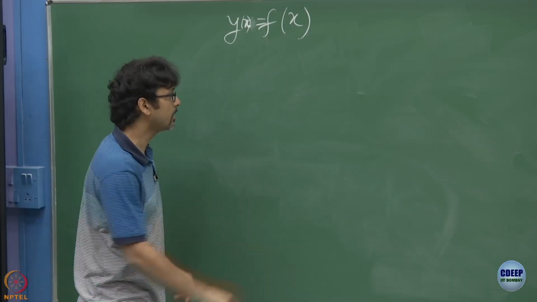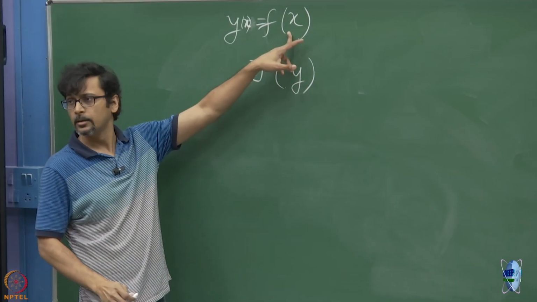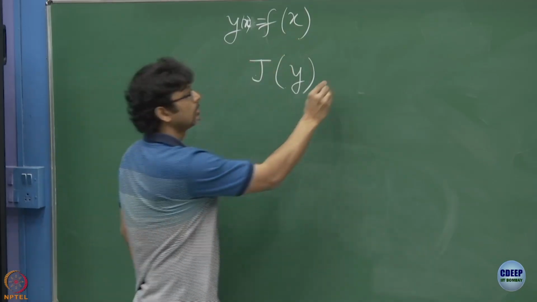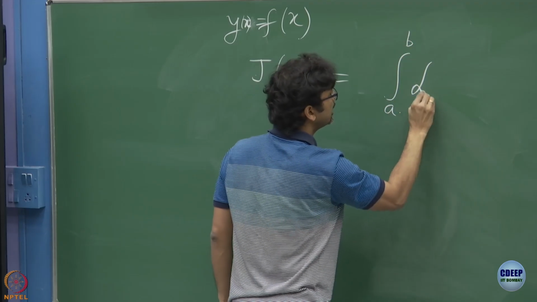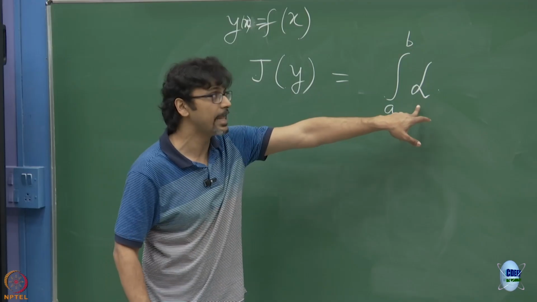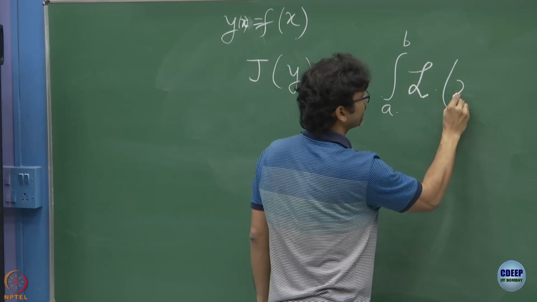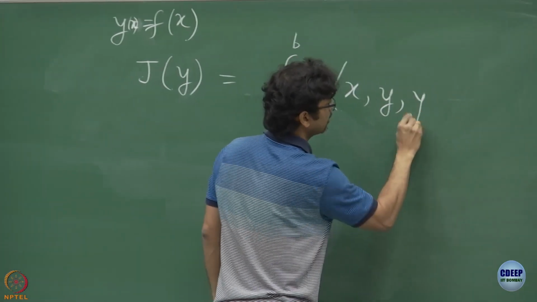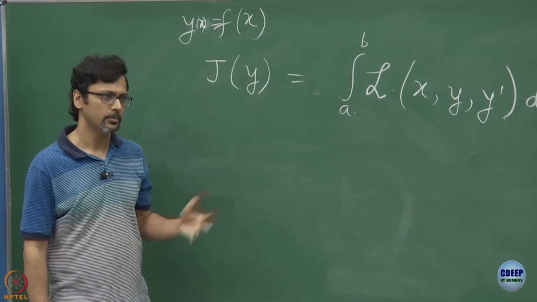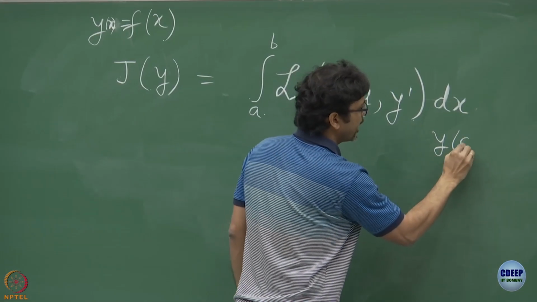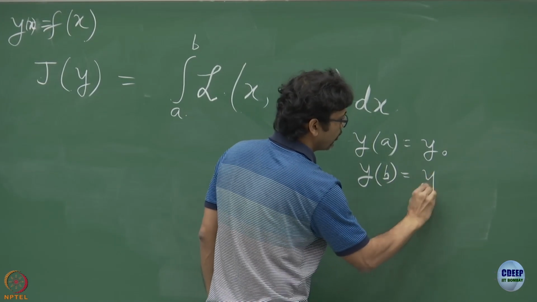We will make this transition in our minds and we shall consider the j now as a function of y, because y replaces f hereafter, and it is given like this: the integral from a to b of this curly L, known as the Lagrangian, not the alpha, okay, this is the L. Maybe I can just write this in this manner as a function of x, y and y prime dx, okay, subject to some given y at a equal to y naught, y at b equal to say y 1.